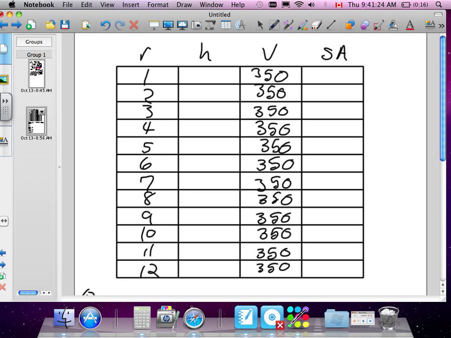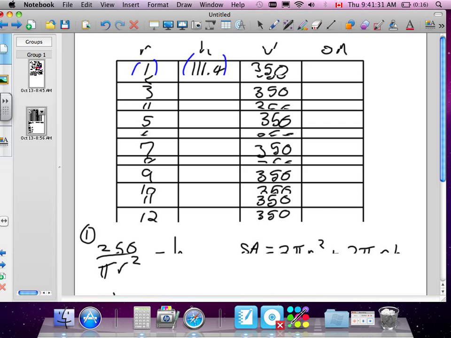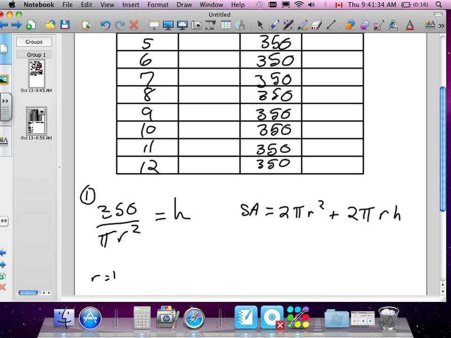Okay, so now we have a radius and a height. We're going to be plugging those into our surface area formula. There's our second formula that we use. Okay, so in this one we had a radius of 1 and a height of 111. Let's put equals.